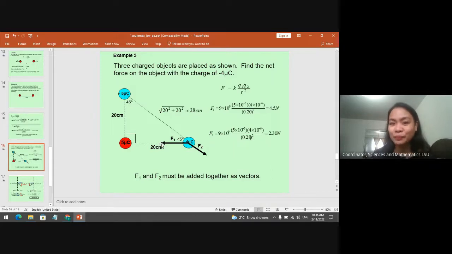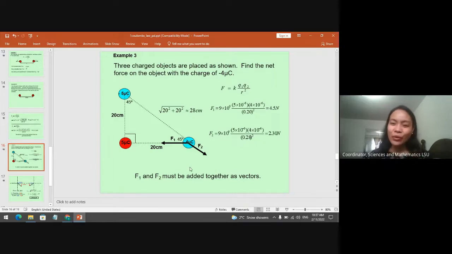Is that understood? Now, on the other hand, you have a negative 5 microcoulomb charge and a negative 4 microcoulomb charge. They have the same charges, and like charges repel. So our F2 will be going in the opposite direction. Again, F1 is going towards this charge because they attract, they have unlike charges, and F2 is going in this direction. They repel because they have like charges.